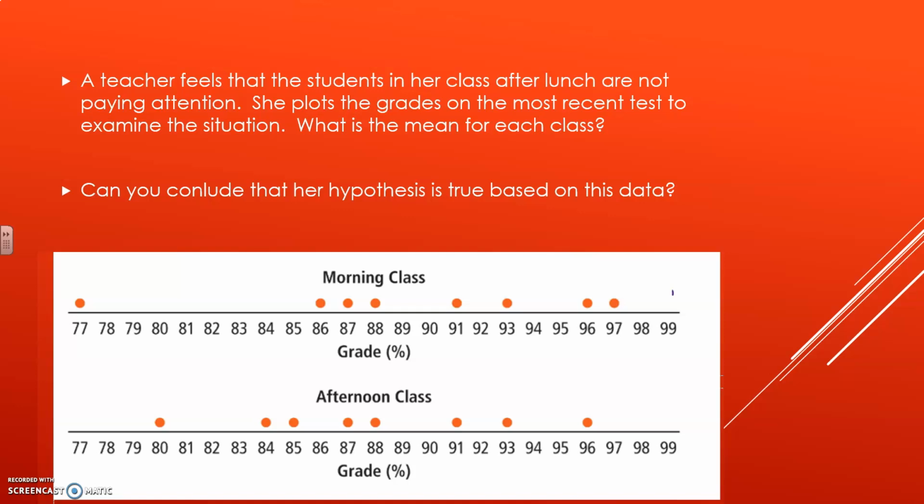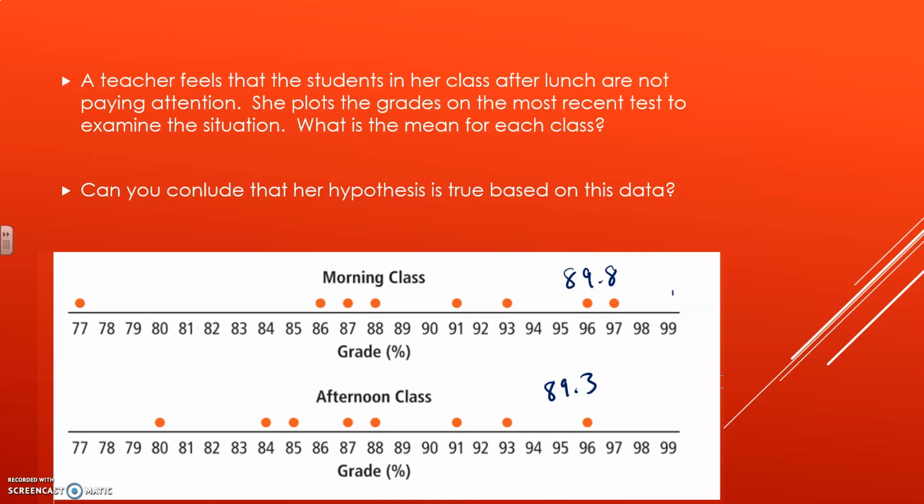Okay, so hopefully when you went to find the mean, you added up 77 plus 86 plus 87 plus 88 plus 91 plus 93 plus 96 plus 97 and then divide by 1, 2, 3, 4, 5, 6, 7, 8. And when I did that, I got 89.8 is their average score, their mean score. And for the afternoon class, again, I added up those values and divided, and I got 89.3.